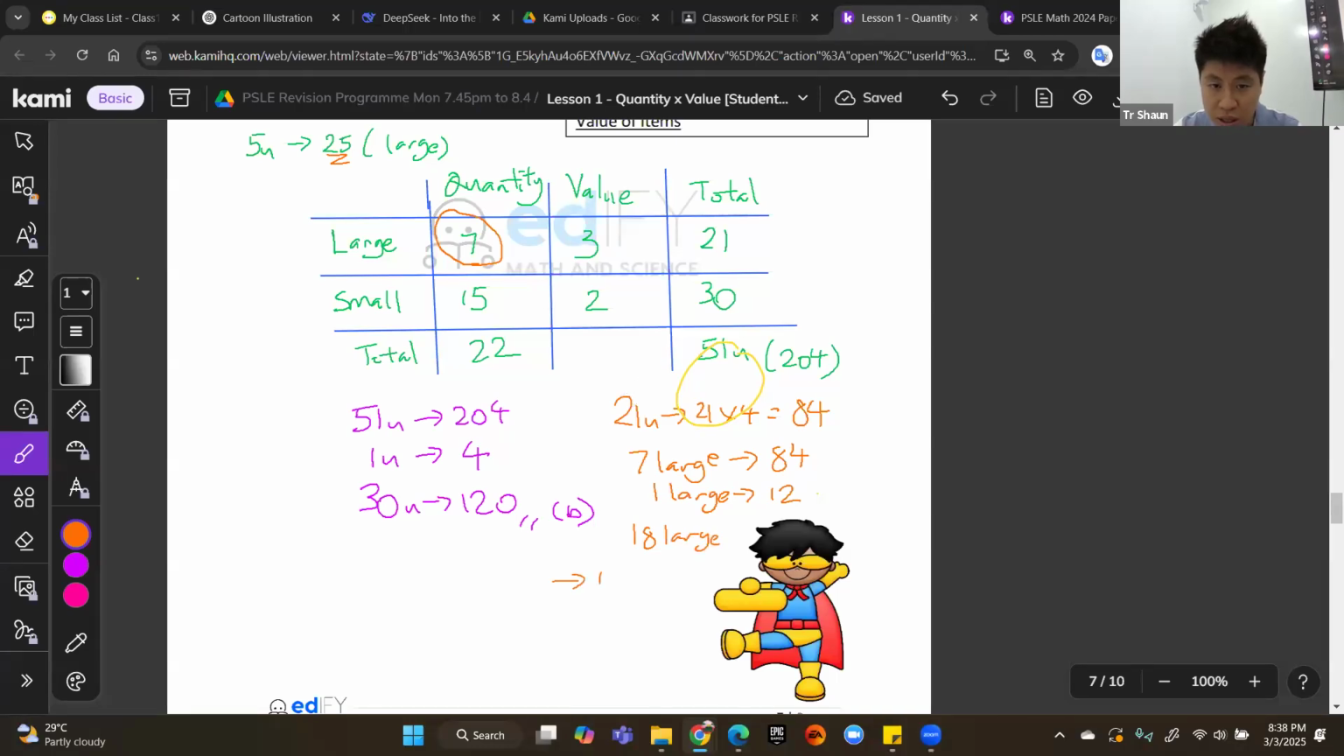Okay, 18 large is just 18 times 12, which will give me 216. Okay, the answer is 216. Okay, answer for C.